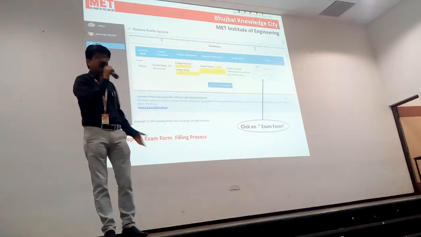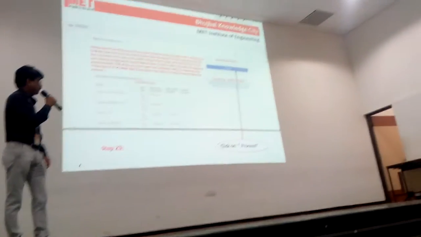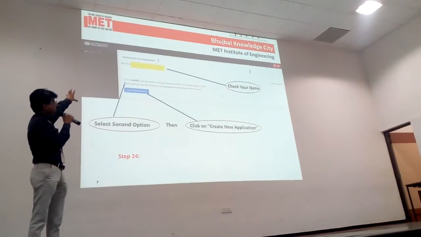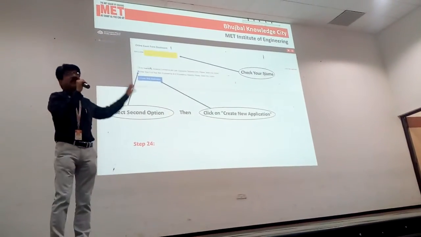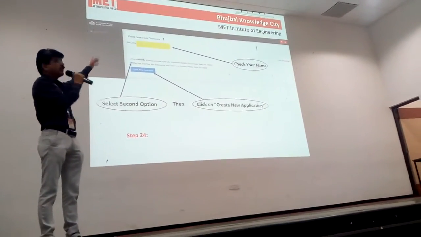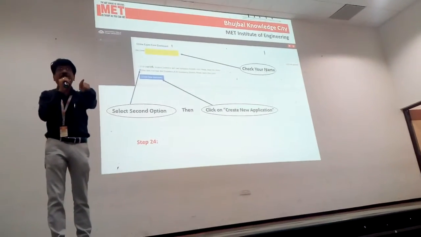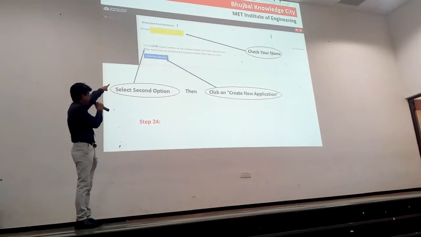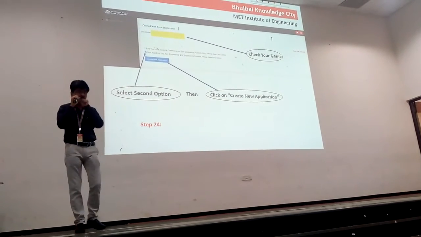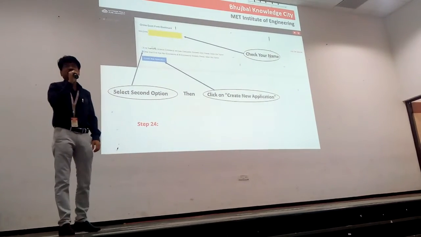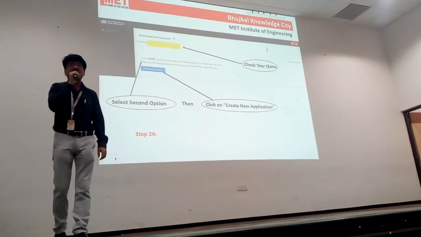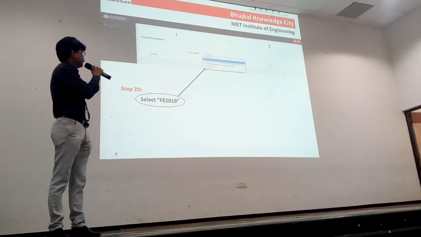When you click on exam form, a proceed button will be there, and this window will appear where your name will flash over there, welcome, and your name will be there. Check your name and click on the second option, other than first year non-engineering. Don't click on the first option, the second option, and create a new application. Click on that, create new application.